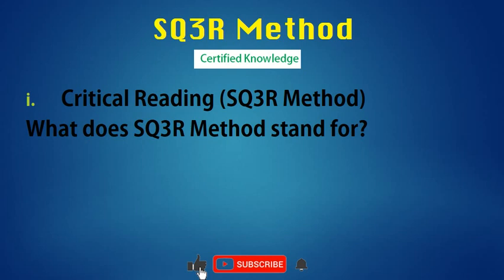First one is survey, second one is question. S means survey, Q means question, 3R: first R means read, second R means recite, and third R means review. Listen once again. SQ3R is a reading comprehension method named for its 5 steps. These steps are survey, question, read, recite, and review. And this is a very good method if you want to read any textbook and comprehend it in a good way.